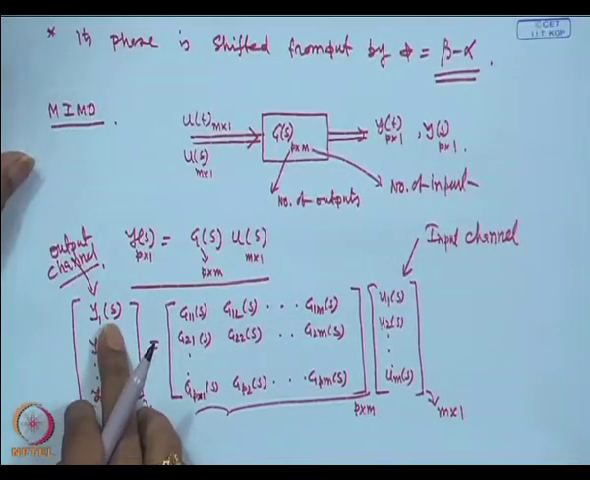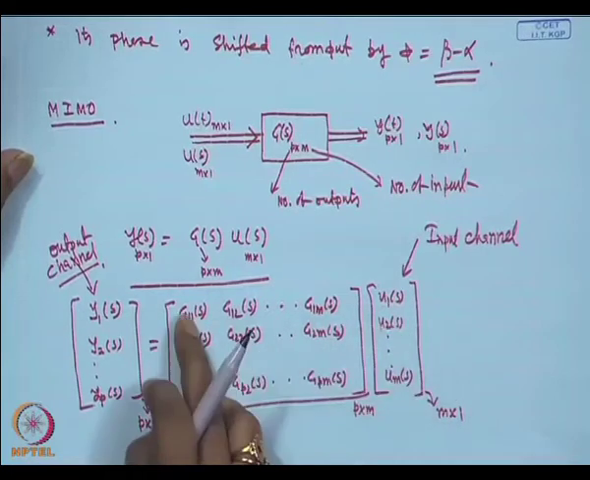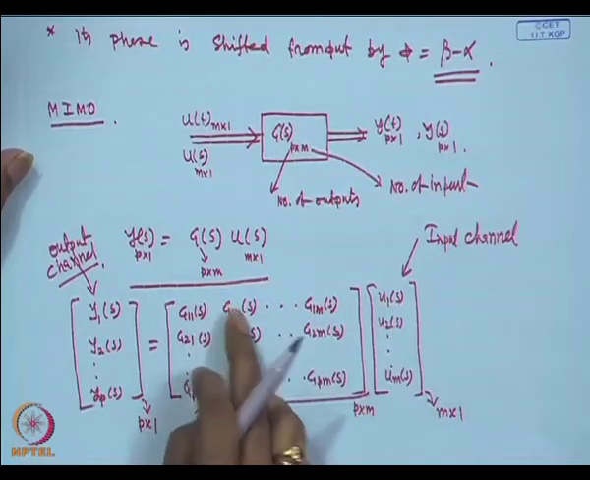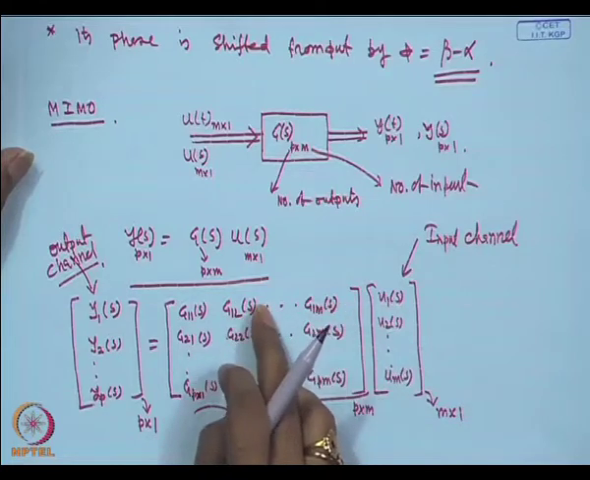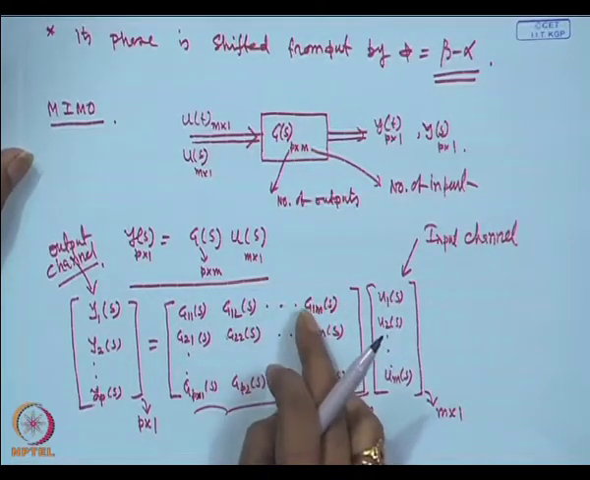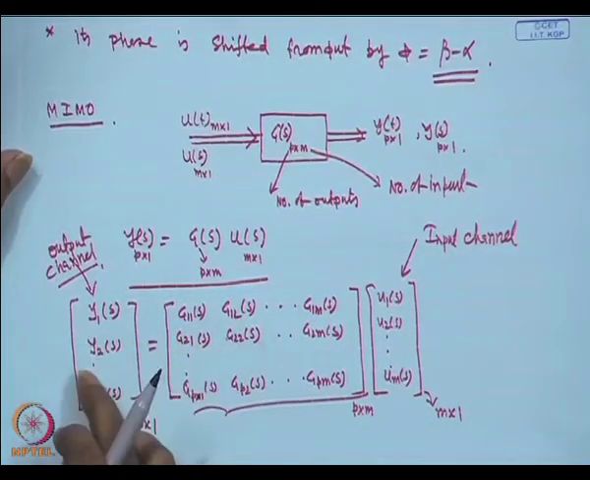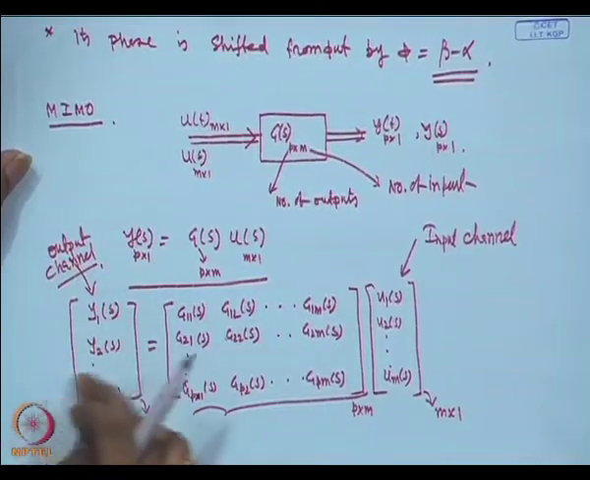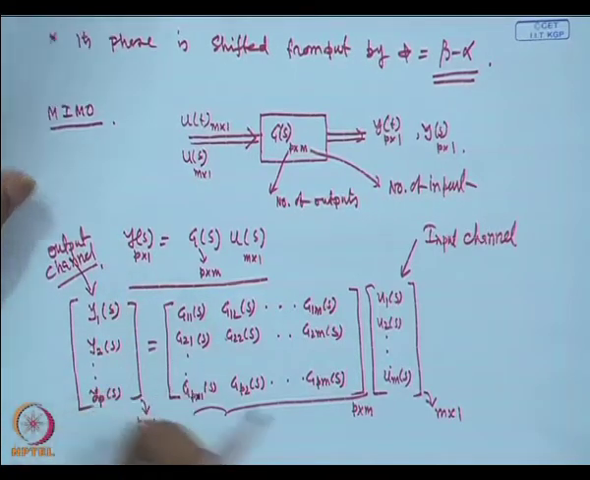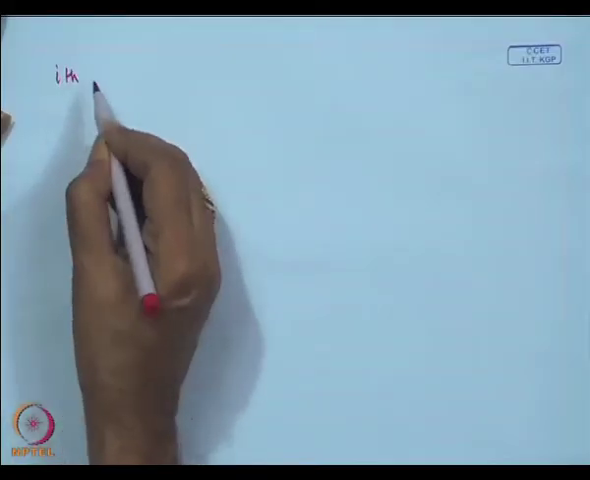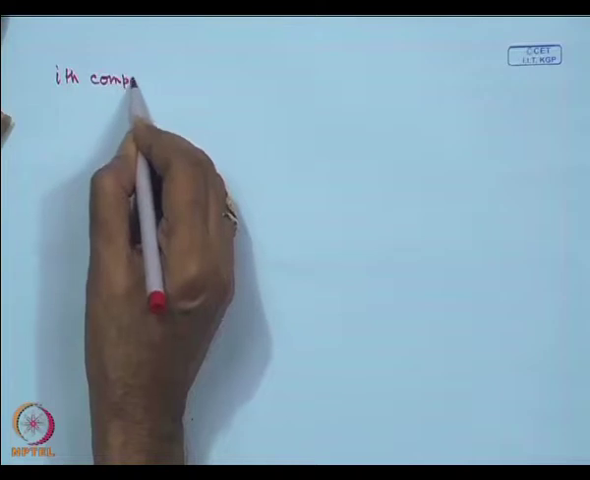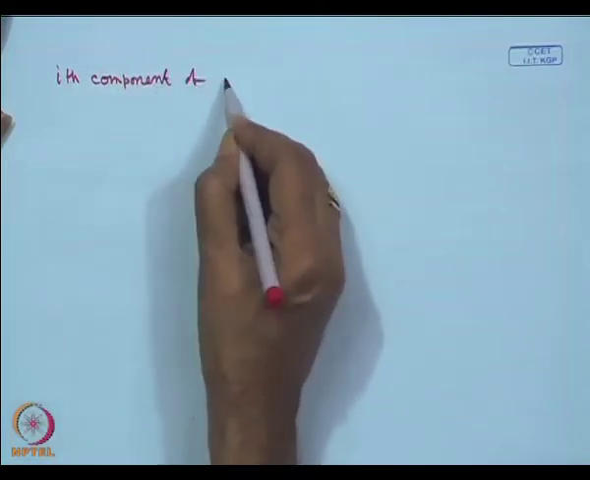Now look at this one, what is Y1(s)? Y1(s) is nothing but G11(s) U1(s) plus G12(s) U2(s) plus G13(s) U3(s) and so on, plus G1m(s) Um(s). So, if I write the ith component of the output channel, the output of the ith channel.